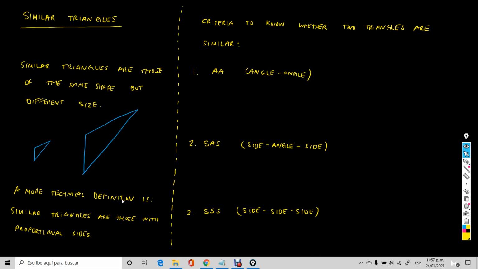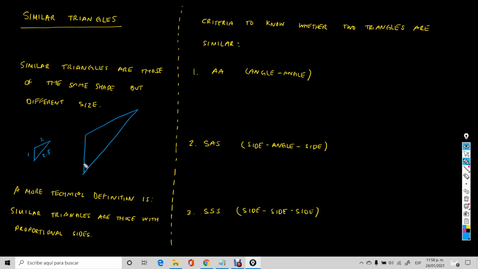A more technical definition for similar triangles is this. Similar triangles are those with proportional sides. For example, what if I told you that these two triangles have the following sides? This side measures 1, this little side measures 2, and this side measures, let's say, 2.5. So these are the sides of this triangle.